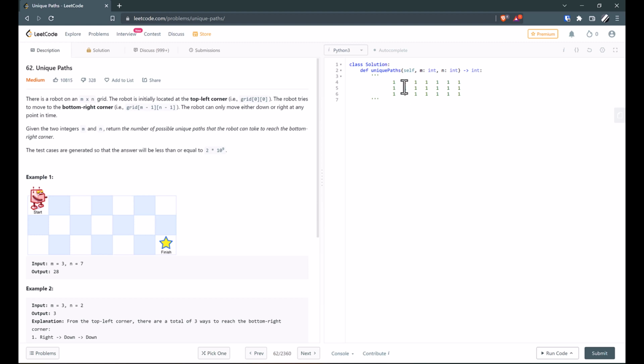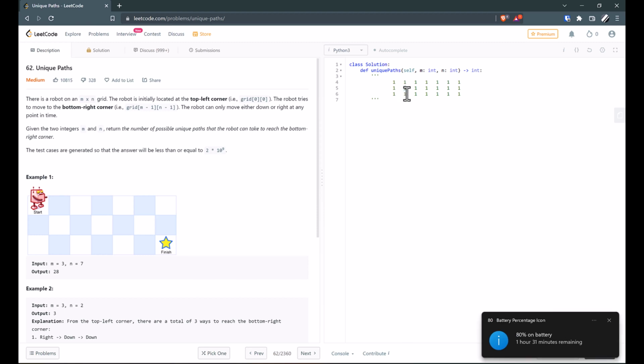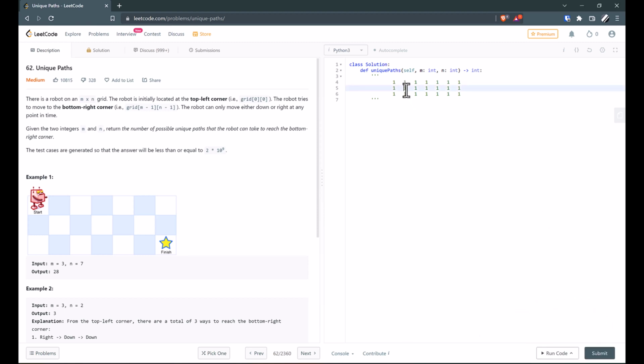So what happens is, I'm sorry for this, what happens is, either we can move to the right and then down, which gives us one unique path, and another unique path would be to move down first and then to the right. That means the number of possible unique paths here is 2.